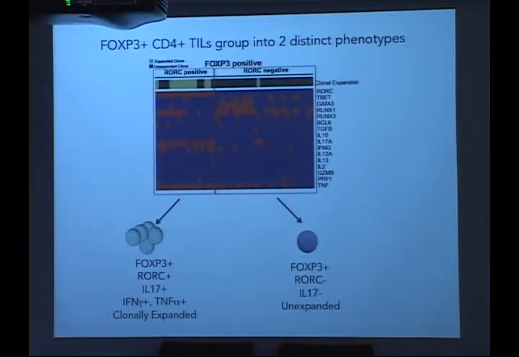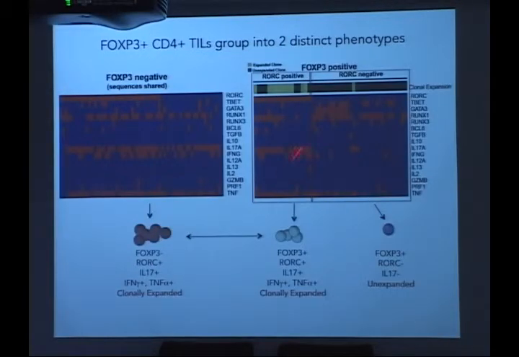So then we looked more carefully. We know that these cells are clonally expanded. So we asked, what about the cells that share their TCR sequences within the rest of the data set? What do those cells look like? Basically, these are the population of cells that have the same sequences as these FOXP3 RORC double positive cells. And we looked at their phenotypes. And of course, they don't express FOXP3, because otherwise they'd be here.